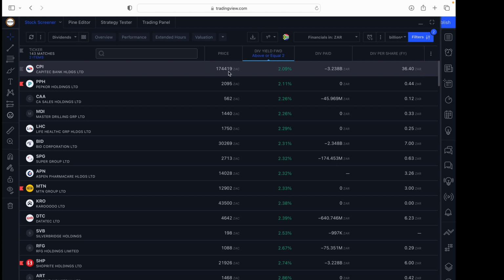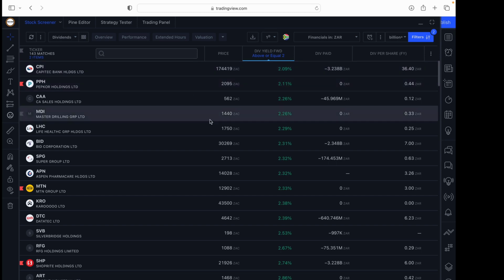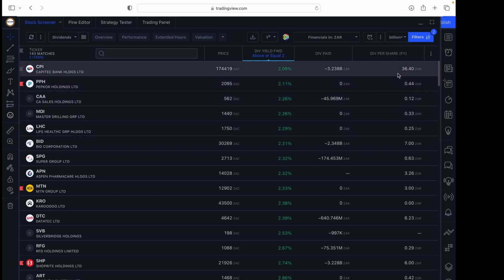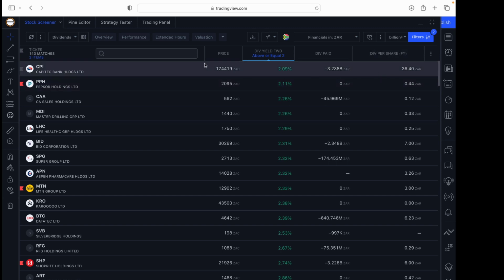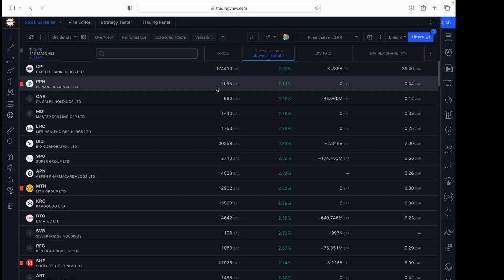But the share price of Capitec is huge. You can see it's 1,744 rand per share. So that is why the dividend yield is smaller. Remember, the dividend yield is the dividend that is paid divided by the share price. So the bigger the share price does not necessarily mean the dividend is small. The dividend is going to be based on the profitability of the company. It's not necessarily based on the share price of that company.